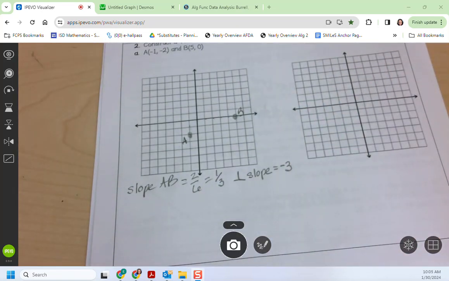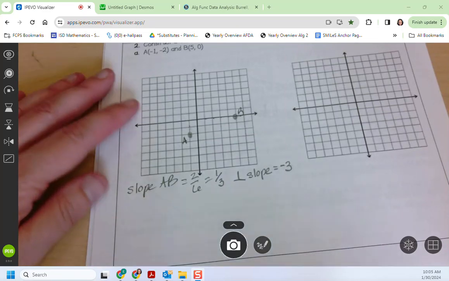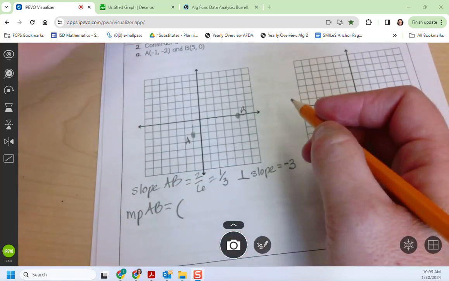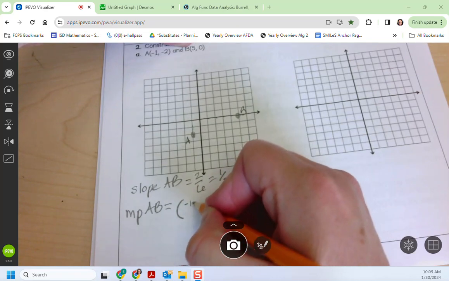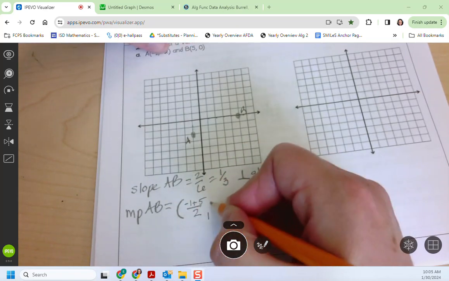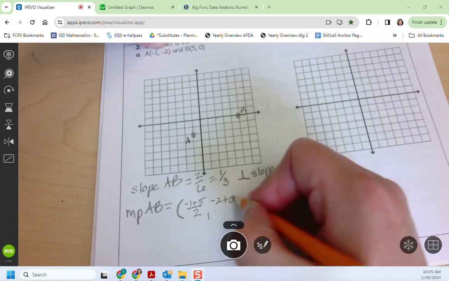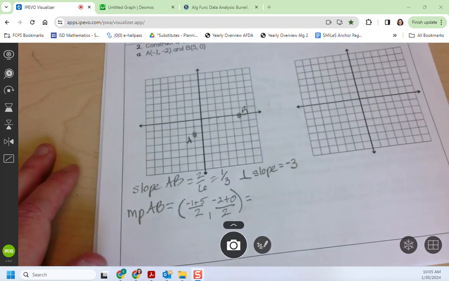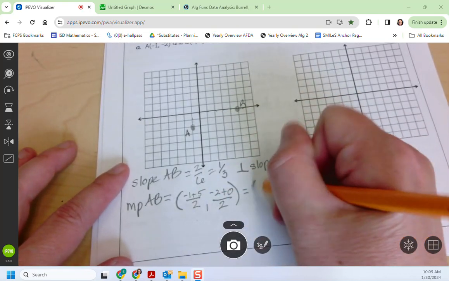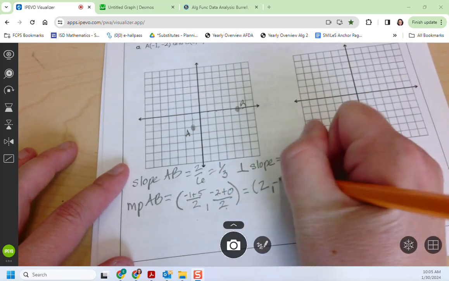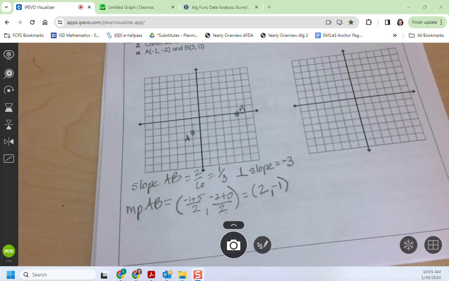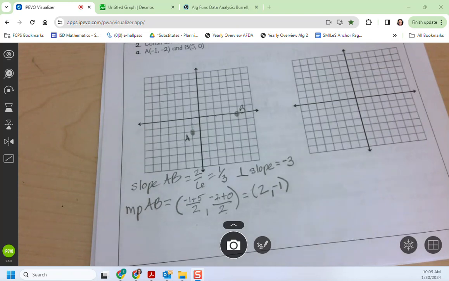So we're going to be drawing a line with a perpendicular slope of -3, and we also need to find the midpoint of AB because the line is going to go through that midpoint. So the midpoint of AB is just the average. You average the x's, -1 plus 5 over 2, and you average the y's, -2 plus 0 over 2. So that gets me 4 over 2, which is 2, and negative 2 over 2, which is negative 1. So I found the perpendicular slope, I found the midpoint, so I'm going to graph the midpoint and draw that perpendicular slope.